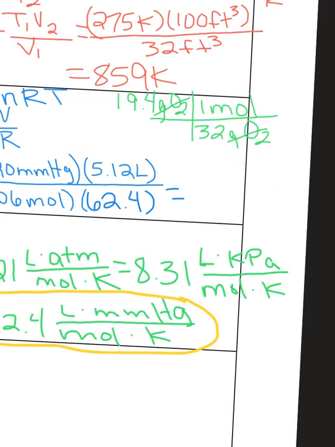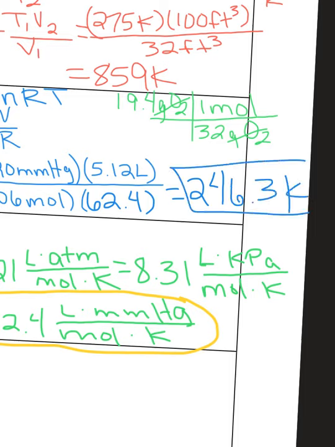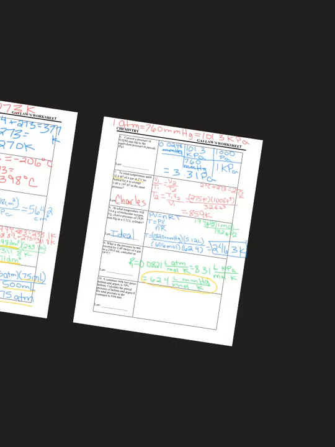Now working through that math, I get a final answer. That's 1820 times 5.12 divided by 0.606 divided by 62.4. That gives me 246.3 Kelvin. Box that puppy up. Final answer. We went through a lot. We did a lot today, okay?